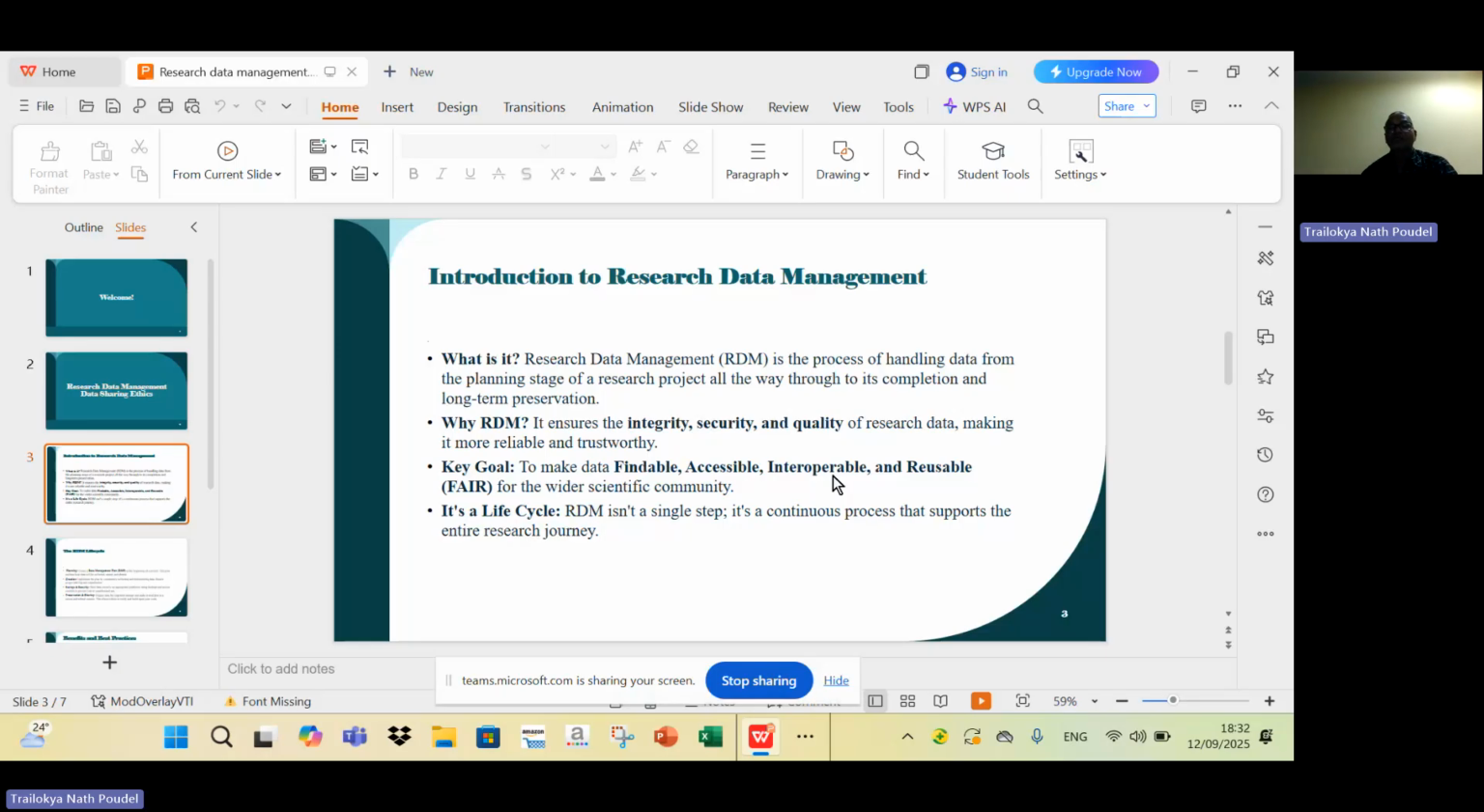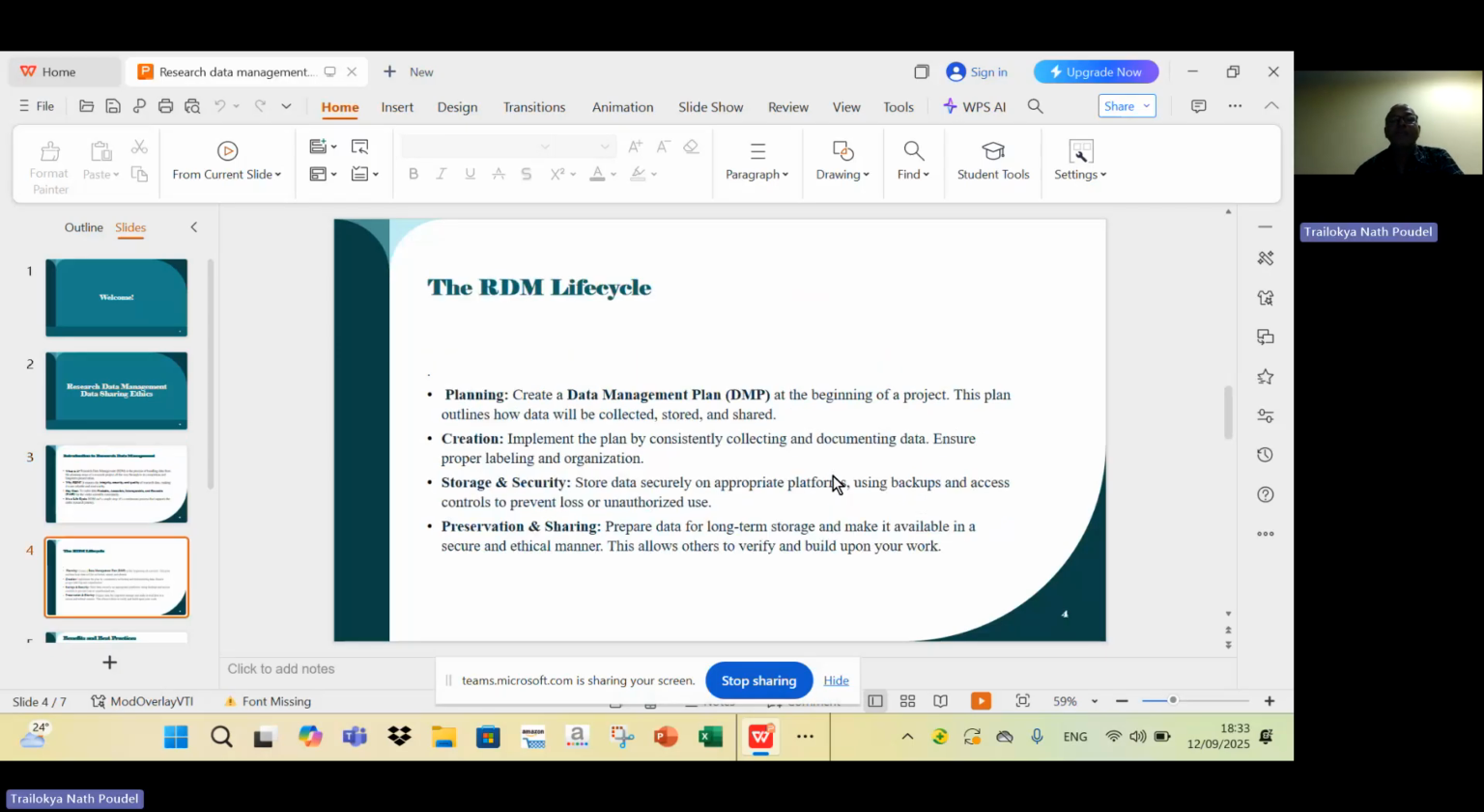RDM is not just a single step. It's a continuous process that supports the entire research journey. Regarding the RDM life cycle, there are certain stages to follow. First of all, it is planning. So create a data management plan, DMP, at the beginning of a project. And this plan outlines how data will be collected, stored, and shared.